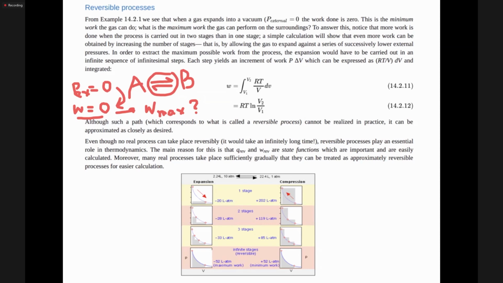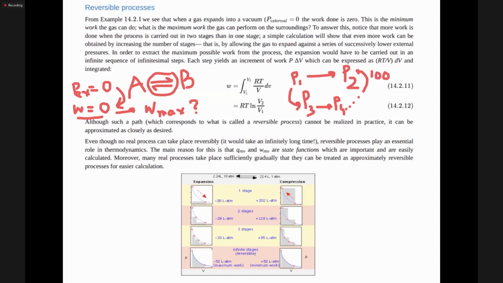So that is, if we allow the gas to expand against a series of successively lower external pressures. What I am saying is, if I have to go from P1 pressure to P2 pressure, and instead of going directly from P1 to P2, I take P3, then we come to P4. And in such a way, if I go ultimately to P2 after some 100 steps, then the amount of work done will be much more.